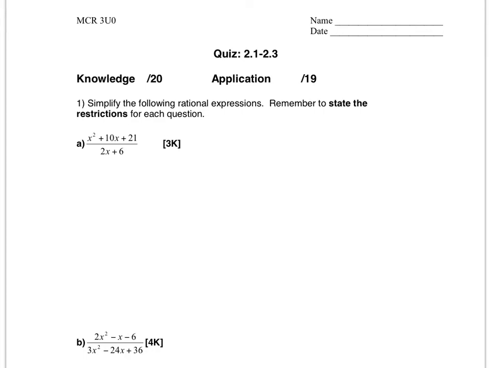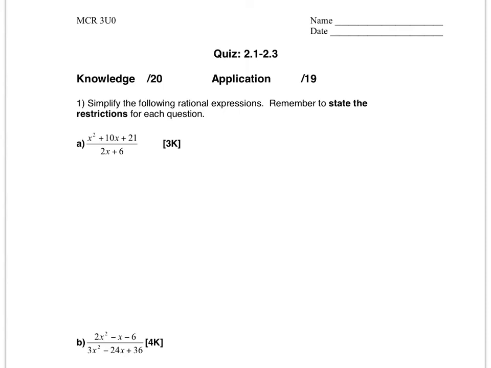In this video, I'm going to solve the problems in mini test 2.1, 2.2, and 2.3. Question number 1, part A says simplify x squared plus 10x plus 21 over 2x plus 6 and specify the restrictions.